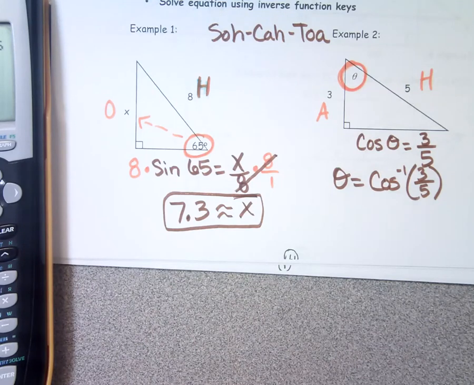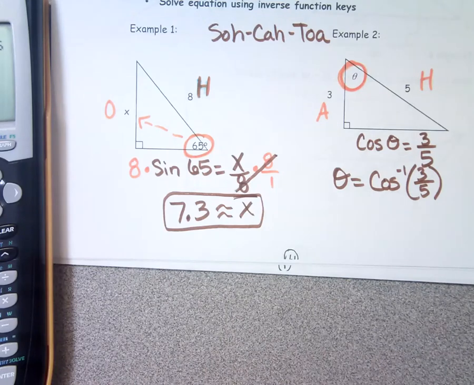I am going to do this every time I'm trying to find an angle. Every time I'm trying to find an angle in the triangle, I will do this. So if I'm trying to get rid of cosine, I'll do inverse cosine. If this was a tangent, this would say tangent to the negative 1. If this was sine, this would say sine to the negative 1. Do you see this on your calculator somewhere?